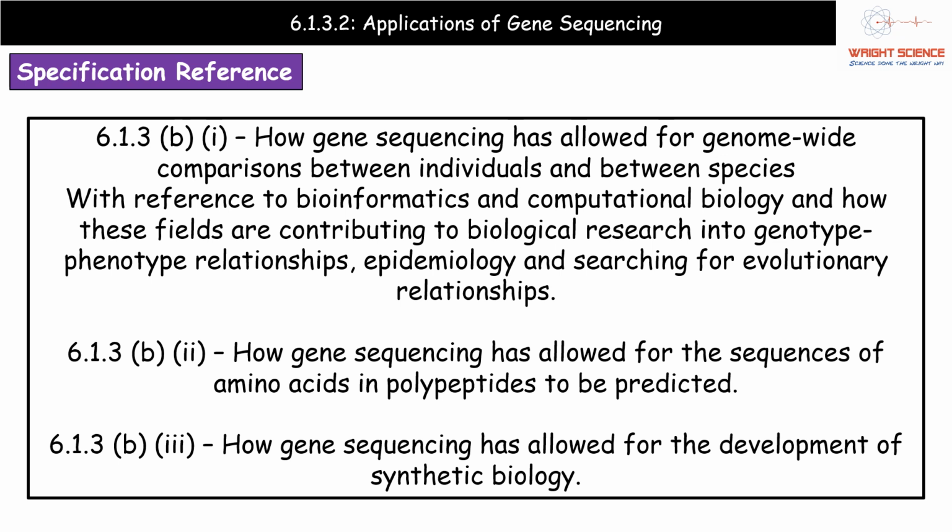This is part of our module 6 part 3 video series all about manipulating genomes, and in this video we're going to be having a look at specification references 6.1.3b part 1, how gene sequencing has allowed for genome-wide comparisons between individuals and between species, 6.1.3b part 2, how gene sequencing has allowed for the sequences of amino acids and polypeptides to be predicted, and 6.1.3b part 3, how gene sequencing has allowed for the development of synthetic biology.